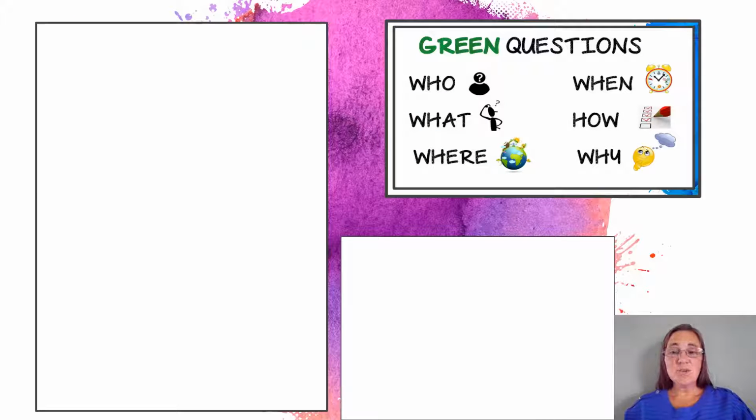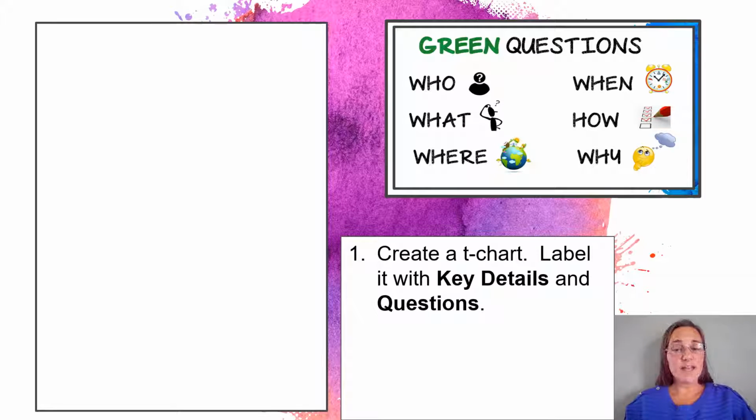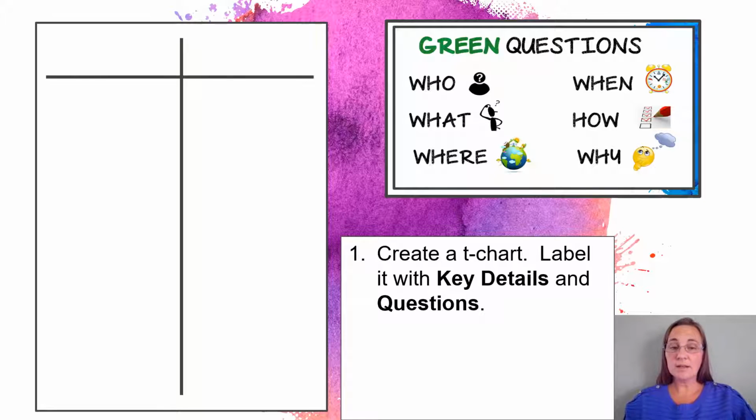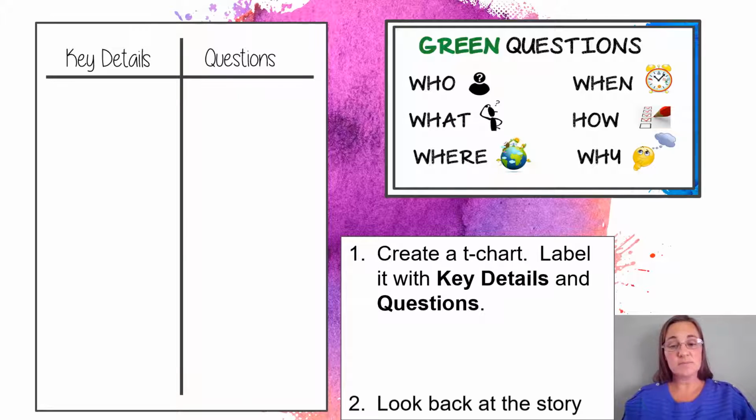Here are the steps that you can follow to ask green questions about key details in your text. First, you're going to create a T-chart and label it with key details and questions. To do this, you get a blank piece of paper, draw a line down the middle, and a line across from left to right. Then on one side you write key details, and on the other side you write questions.